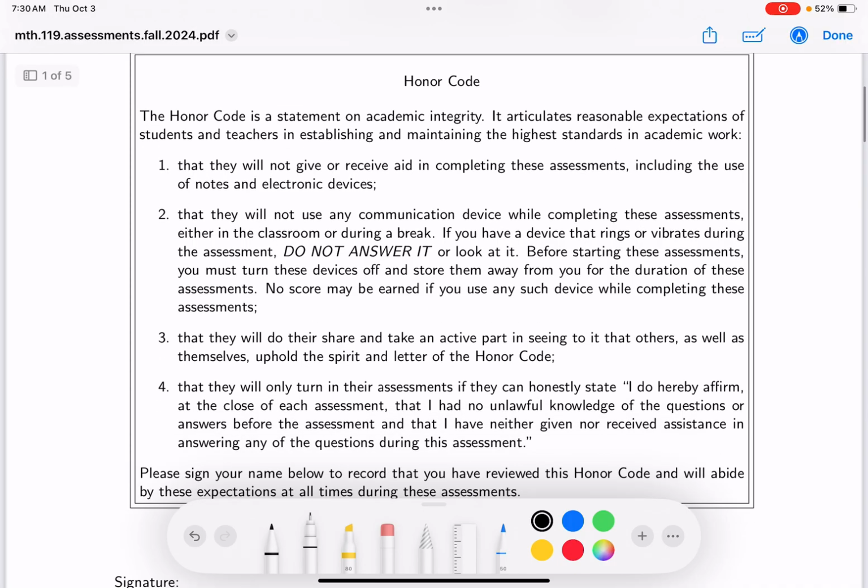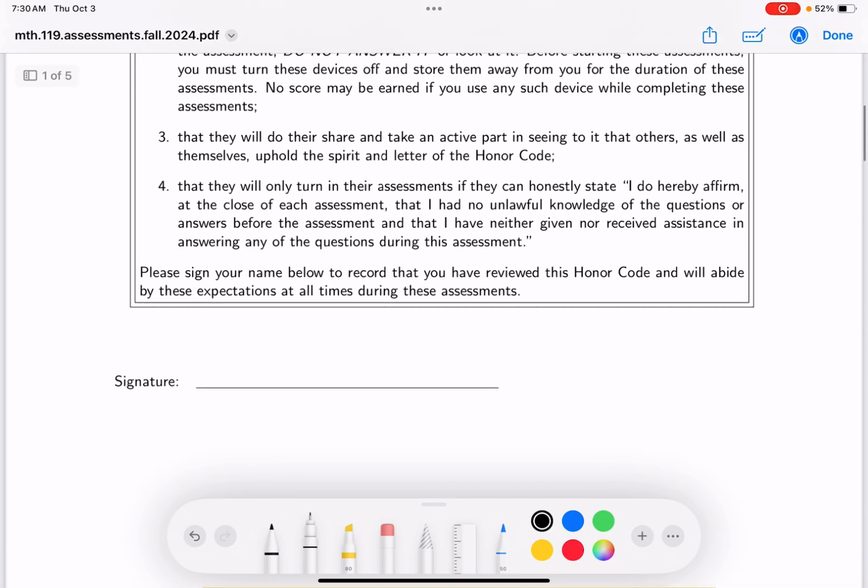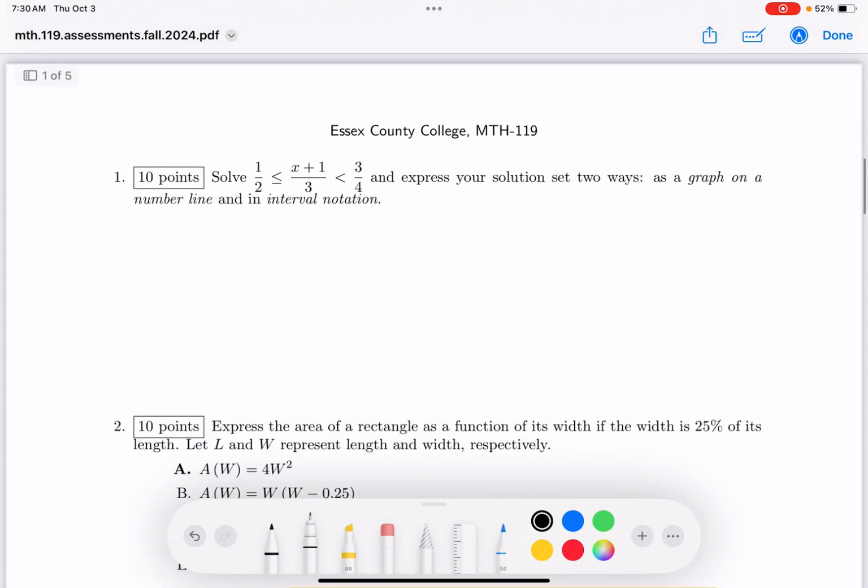Again, we're hoping you read through the honor code, but I realize a lot of people are nervous and say, what's an honor code? Basically that you're going to take this assessment without any aid. That means you're not using a calculator, you're not using your cell phone, you're not using notes, and you're not looking at your neighbor's paper. All right, I'm going to sign it, and I'm going to start the exam.